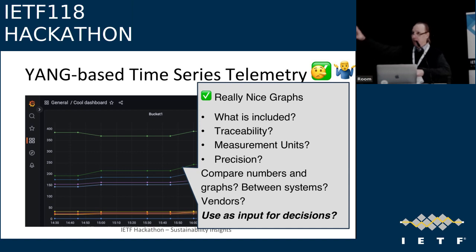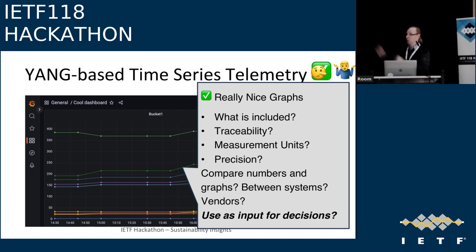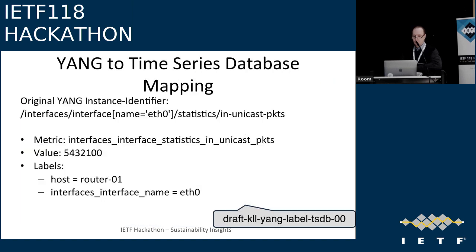Can I take these numbers over here, add them to these numbers over here? Or is the data overlapping? We don't know. Can I compare the numbers that are coming from this vendor with the numbers from that vendor so I pick the equipment that has the best performance? We don't know. So even though we have all this time series telemetry in place, we don't know if that's really useful today. So we have a lot of work to do.